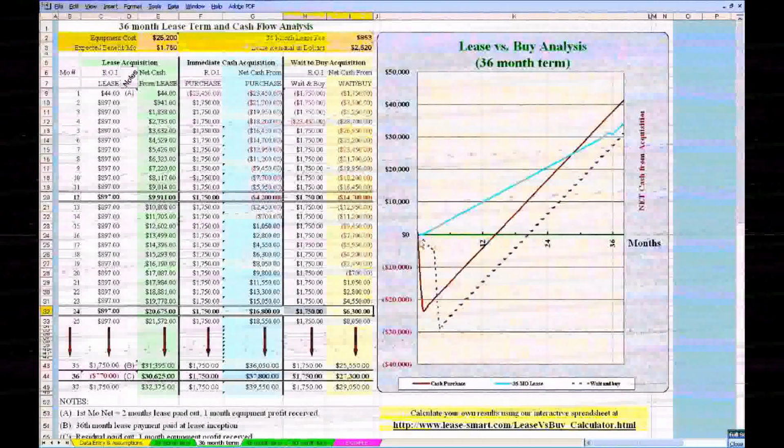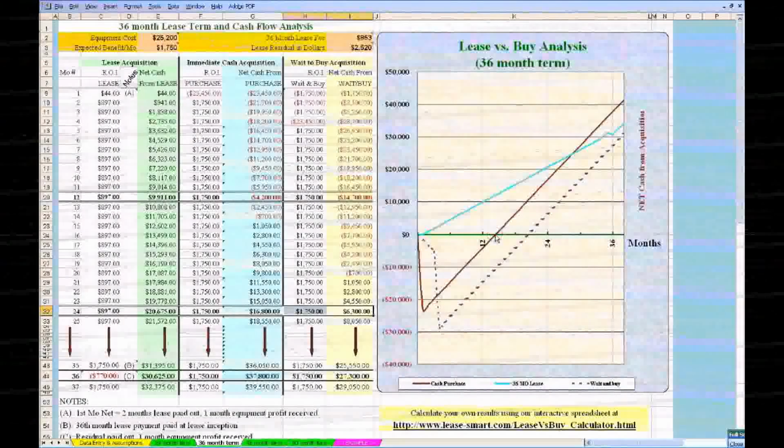You can see that same thing here on the graph. The red line is the cash purchase line. About month 15 here is where it crosses into positive territory, more money in than paid out to acquire the equipment. But look, even after 24 months of the 36-month term, there's a $3,875 advantage to the lease option, $20,675 in net positive cash flow versus $16,800 in net positive cash flow on the cash purchase.